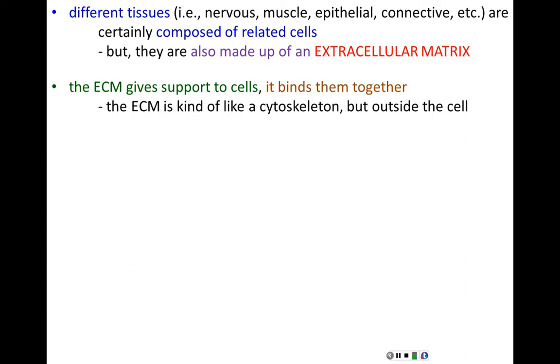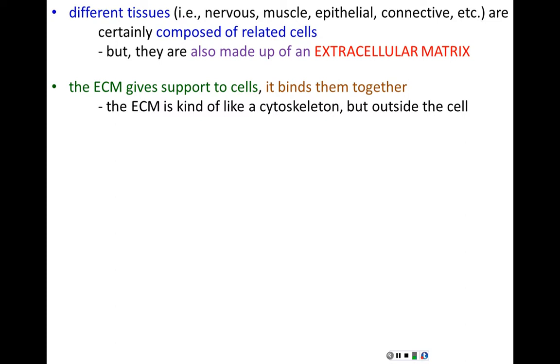You can think of the ECM as a kind of cytoskeleton, but it's a cytoskeleton that's found outside the cell instead of inside. Just as the cytoskeleton was a network of proteins that came together really to give durability and tensile strength largely, the ECM is the same, a conglomeration of proteins that come together to give support and strength, except the ECM lies outside the cell.